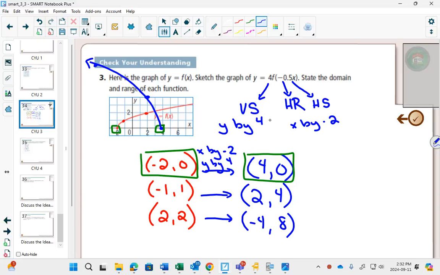Do I have the right reflection? Does it look like it's been reflected horizontally? Yes, because my new one's going in the opposite direction. And then it's also been stretched horizontally.